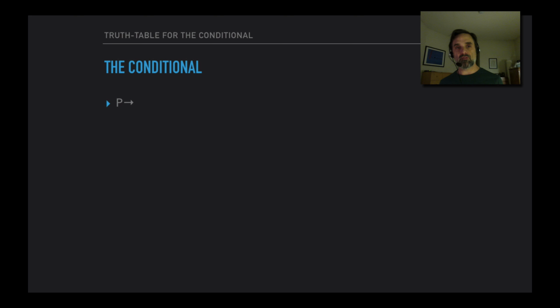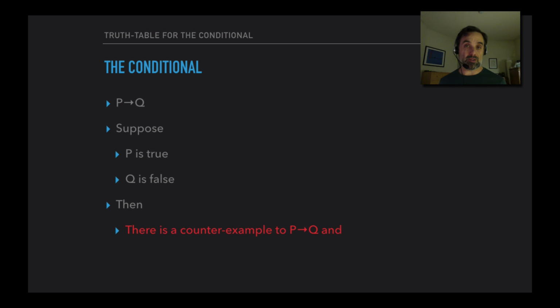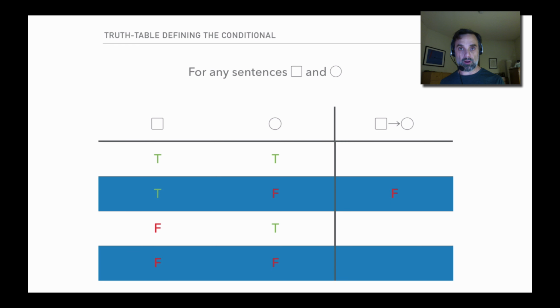So similarly, if we have the conditional P arrow Q, and we're in a situation where the antecedent P is true, but the consequent Q is false, what follows? That means we have a counterexample to P arrow Q, and that means P arrow Q is false. So that tells us about one of the rows of the table, the second row. When box is true and circle is false, then box arrow circle is false. And that's because on that row we have a counterexample.